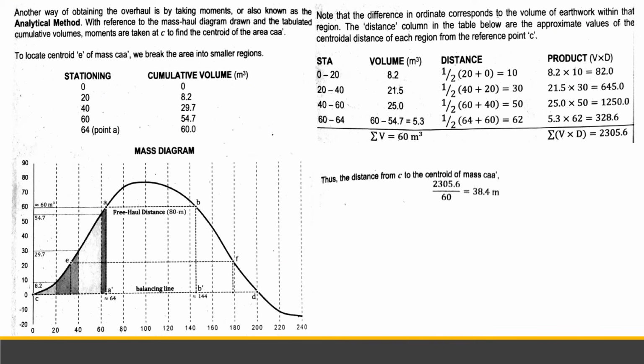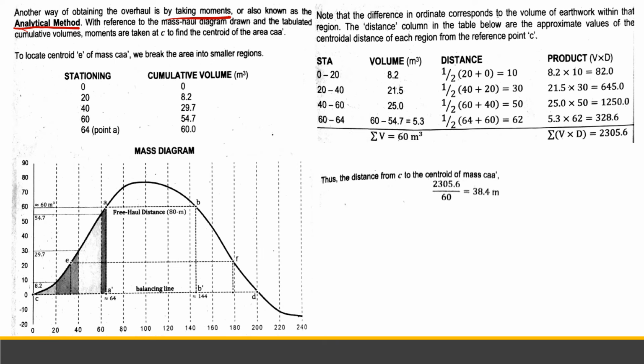Also, there is another way of obtaining overhaul, that is by analytical method. Analytical method by taking moments. So say for example, if this is an area, in our statics, you get the area by taking moments. So we apply this to this problem, using the analytical method.